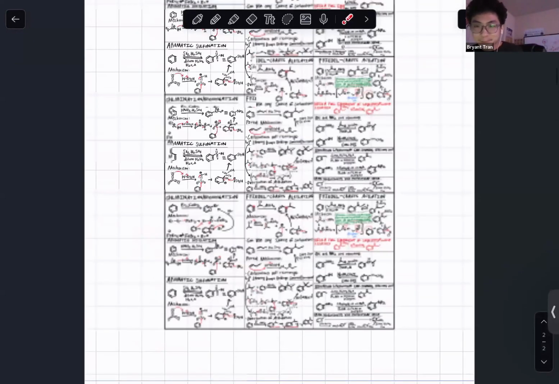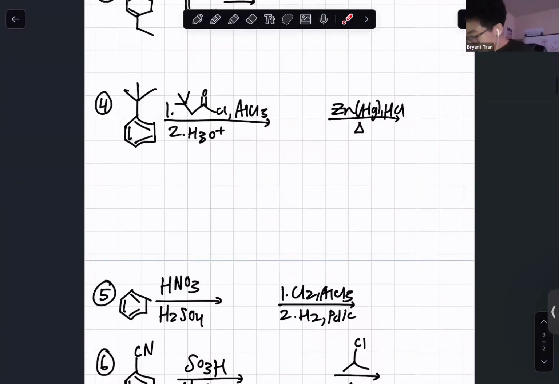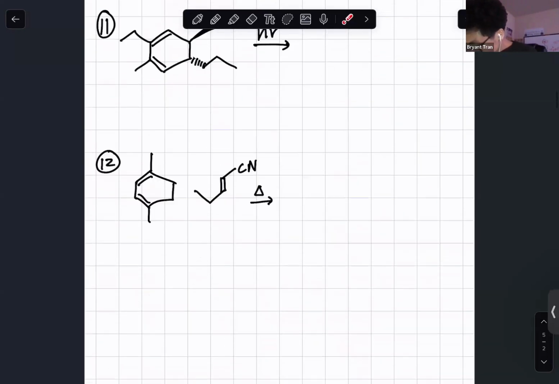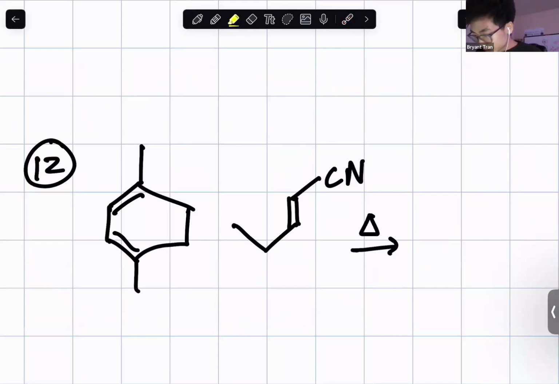Okay, so yeah, we'll definitely do a lot of synthesis problems today. Let's do number 12 on my predicted product first and go from there. Okay, so number 12 right here is Diels-Alder.